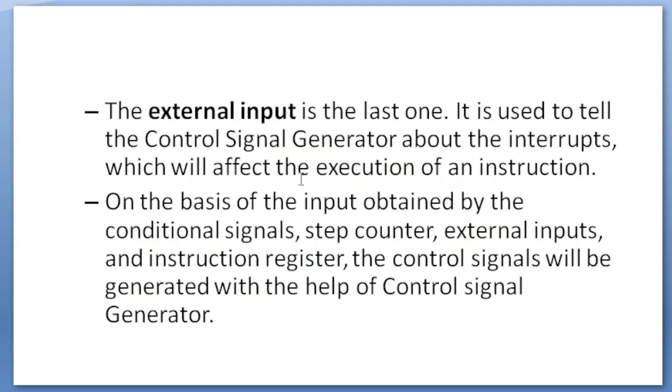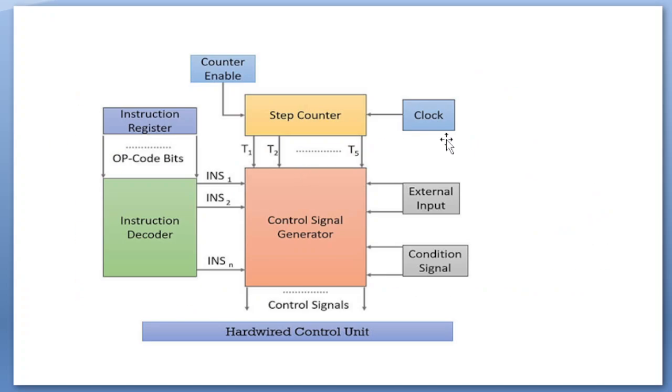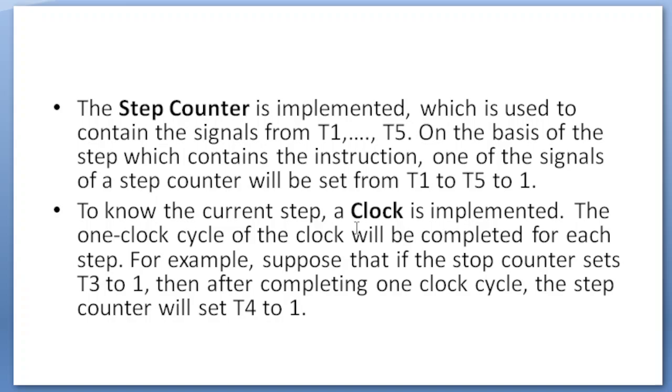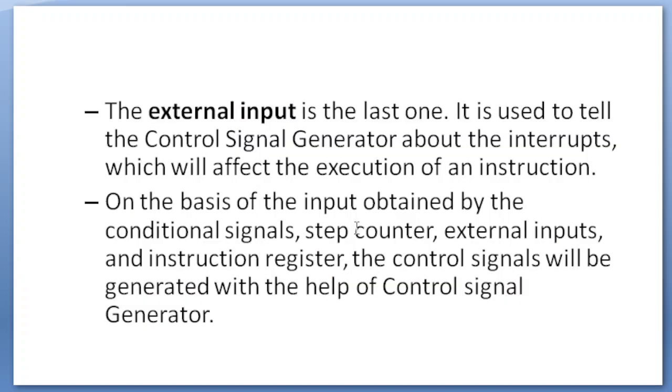Next is the external input. You can see an external input here. This external input is actually an interrupt. It will help the control signal generator know that an interrupt is coming, so you have to stop the present work and solve that interrupt. It is used to tell the control signal generator about the interrupt which will affect the execution of an instruction.